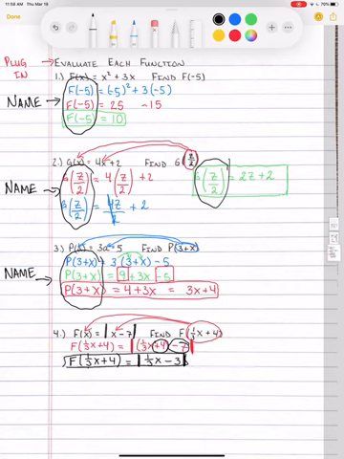Like I said, it's okay to have answers like this. Sometimes if they don't give you a straight up answer like they did in example 1 where our answer was 10, sometimes it leaves you with an expression, and that's just fine. So this is the basics of what is a function and how to evaluate it.